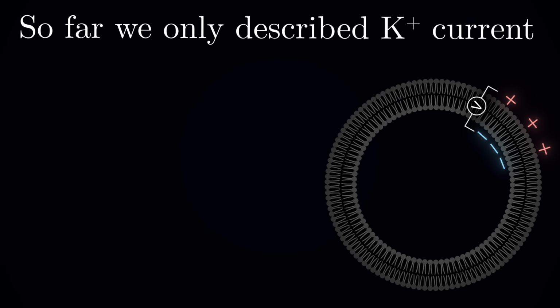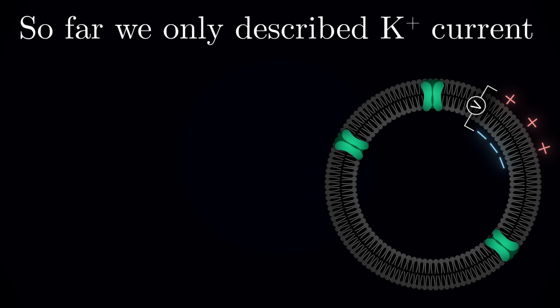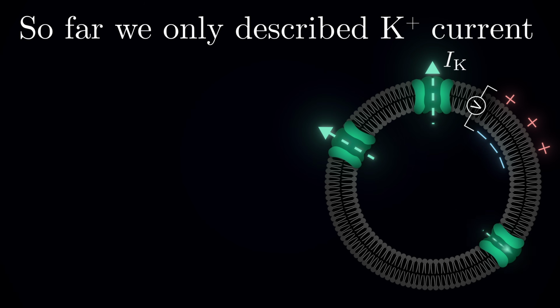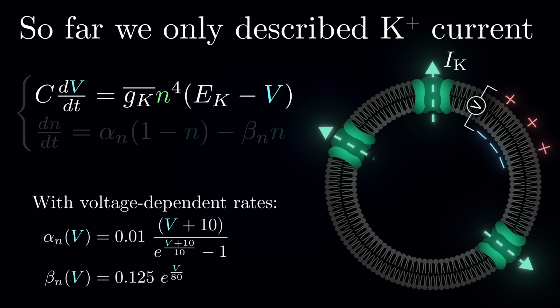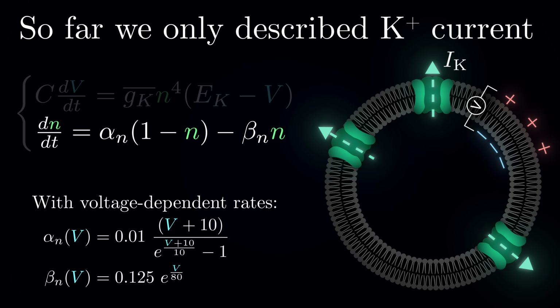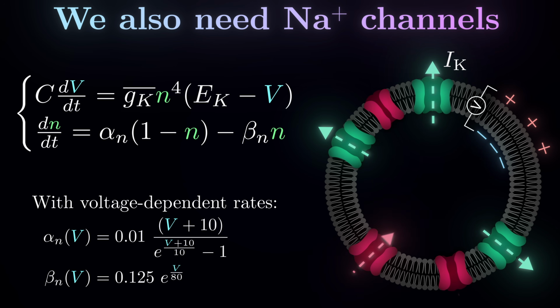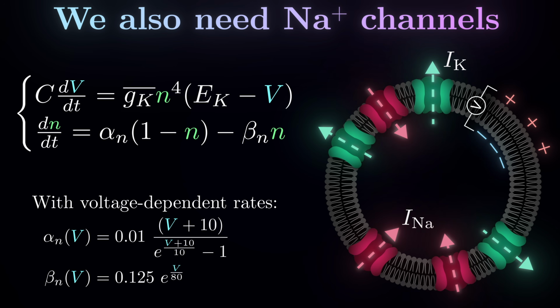So far, we have a description of a cell that only contains voltage-gated potassium channels, with the following 2 differential equations. One expressing changes in the membrane voltage as a function of potassium current, and one for potassium conductance as a function of membrane voltage. But potassium alone is not enough to make neuron generate an action potential.